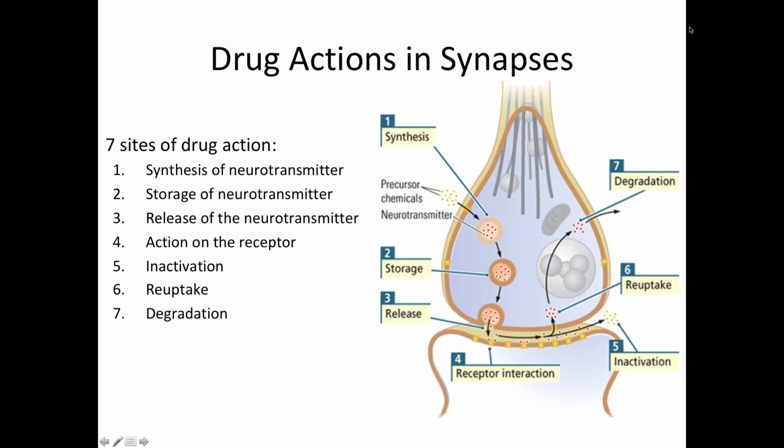So for example, neurotransmitter synthesis can take place in the cell body, axon, and terminal. And this can also affect how the drug works.